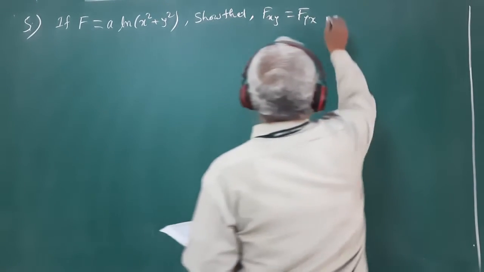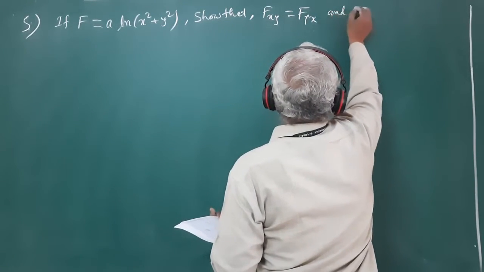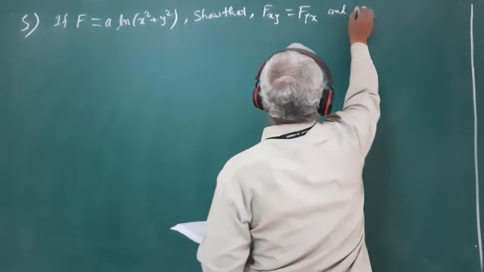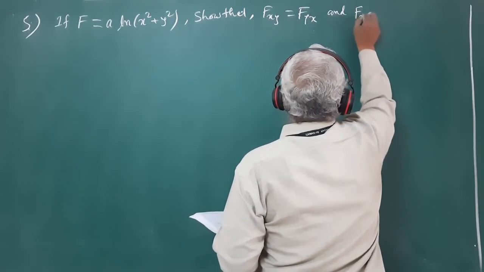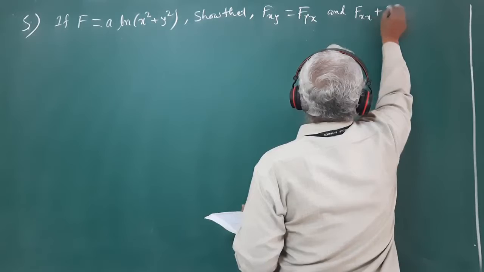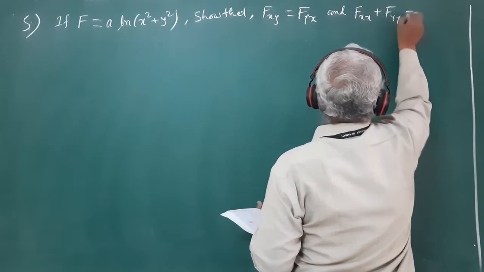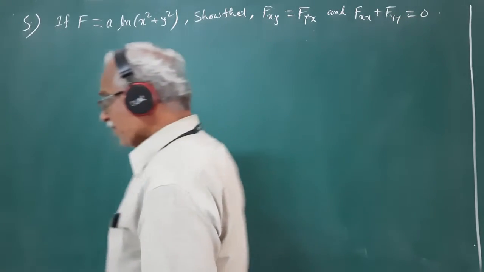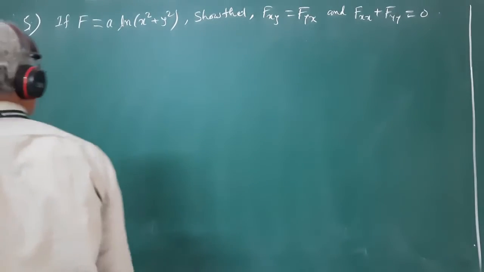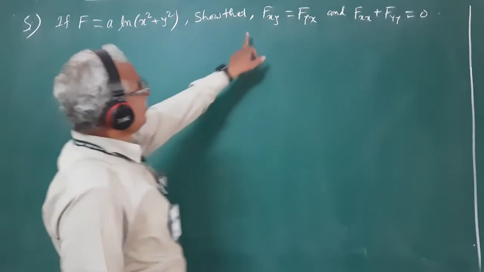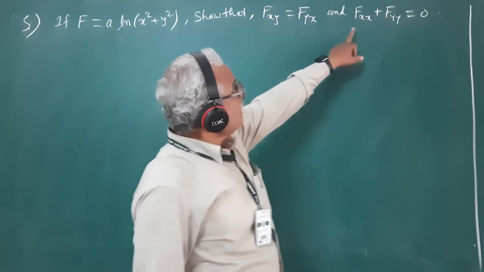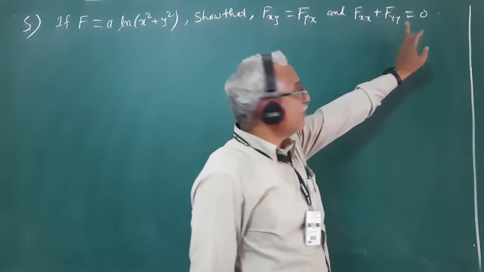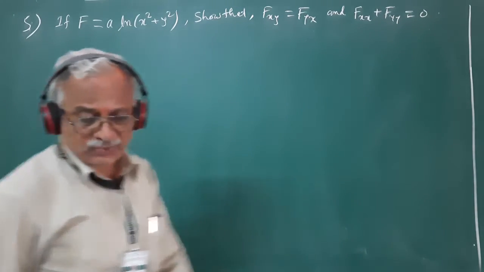and also you are asked to show that the sum fxx plus fyy is equal to 0. You are asked to show that fxy equal to fyx and fxx plus fyy is equal to 0. That is what we want to prove here. So let us begin with function f.